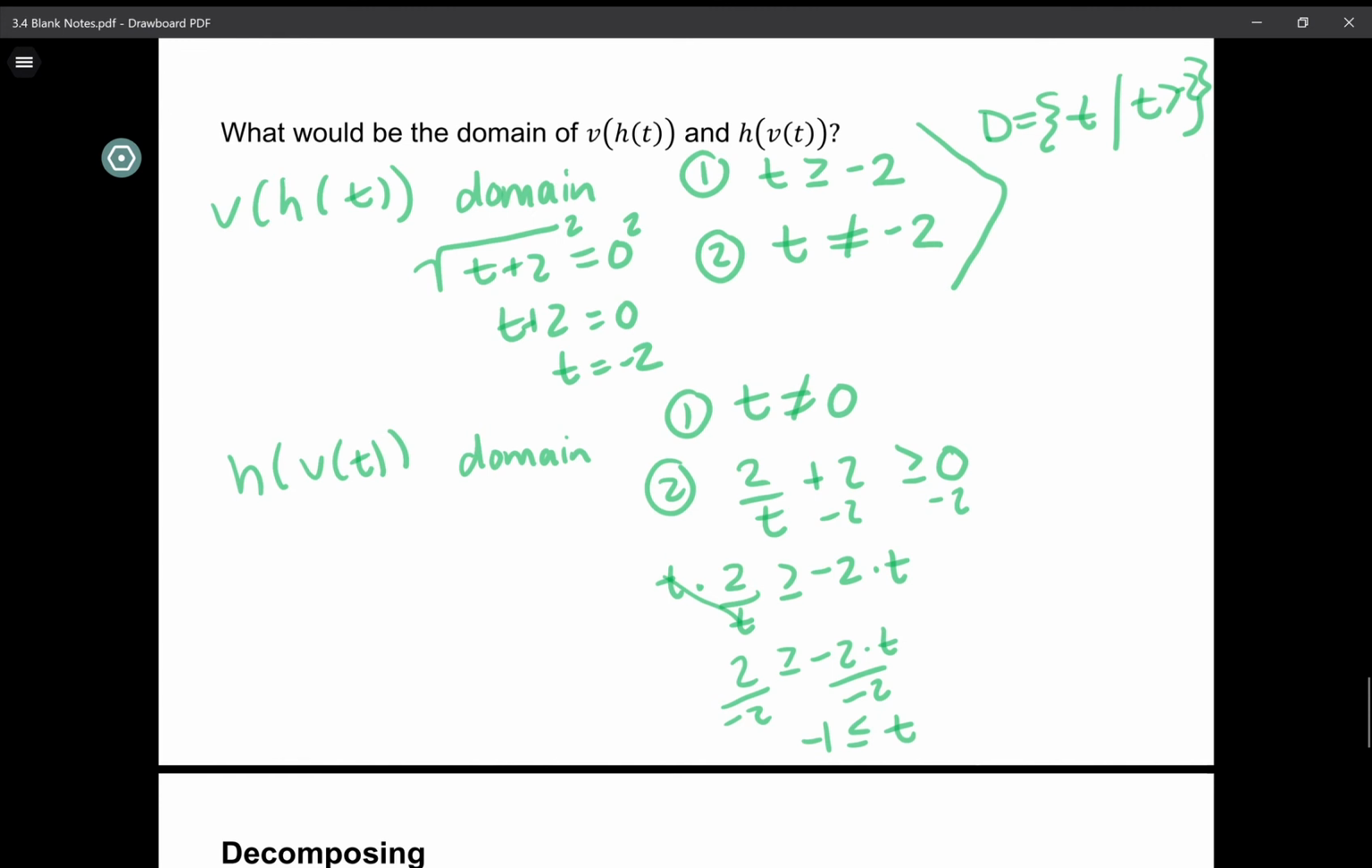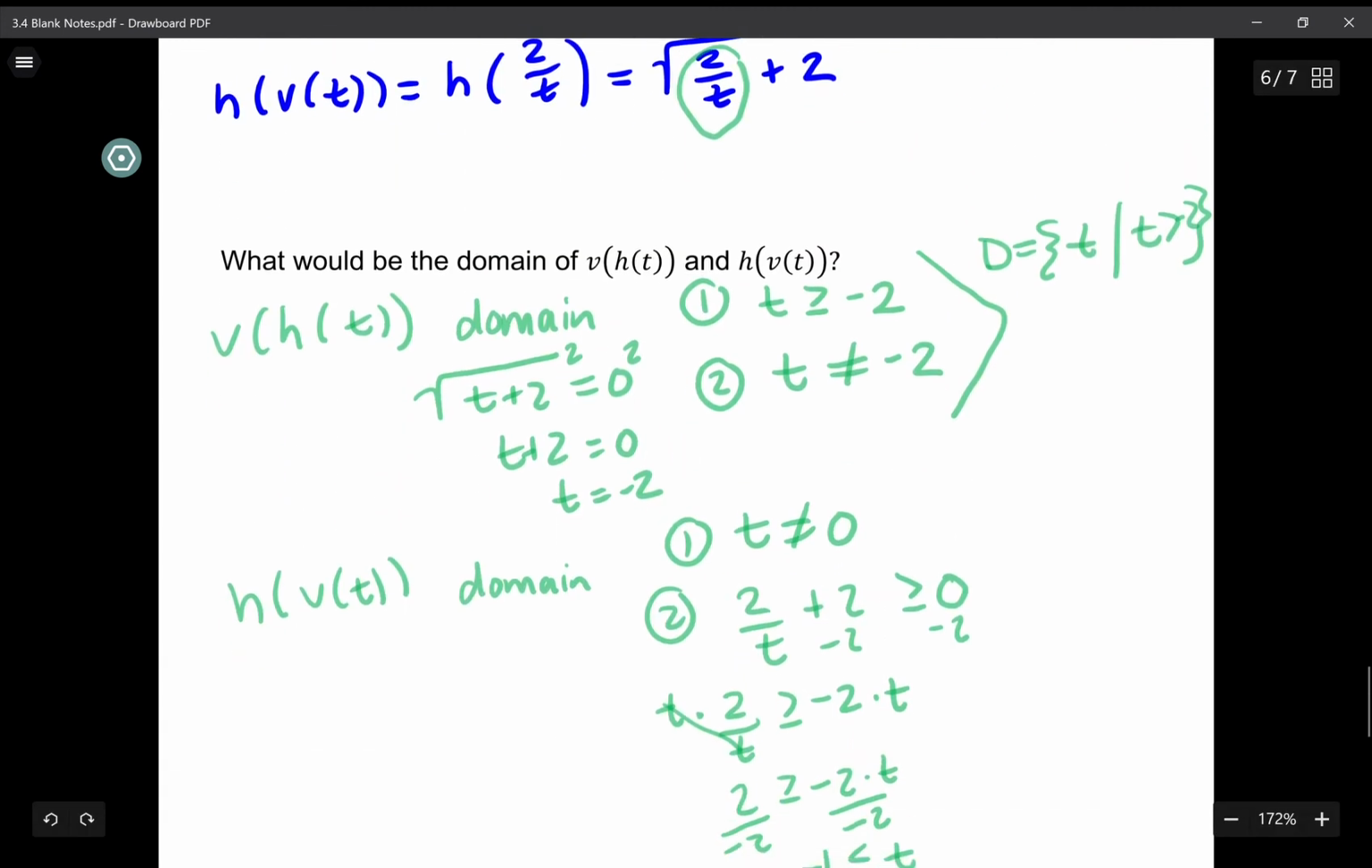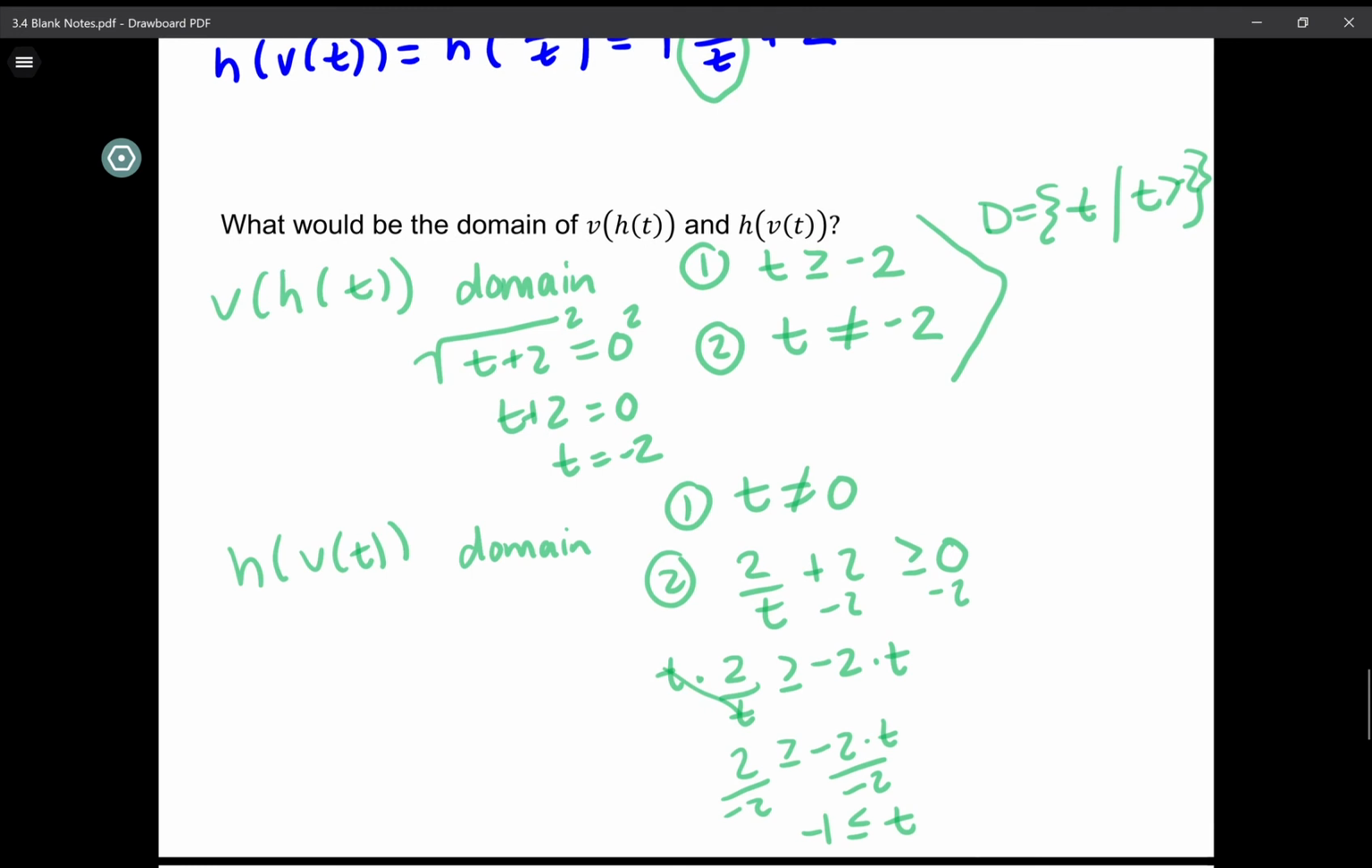If t is greater than or equal to negative 1, then 2 over t plus 2 will be greater than or equal to 0. Let's just check this. If we plug negative 1 in there, we get 2 over negative 1, which is negative 2, plus 2 gets us 0. If we pick something bigger than negative 1, like 2, we divide 2 by 2, we get 1. 1 plus 2 is greater than or equal to 0. So that works. All right, so this is our second restriction. We need t to be greater than or equal to negative 1.